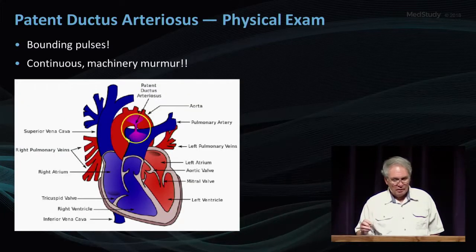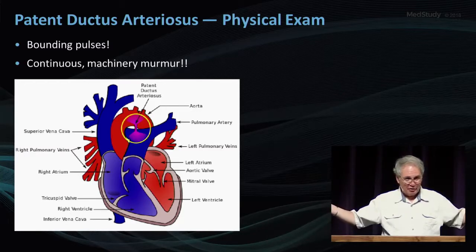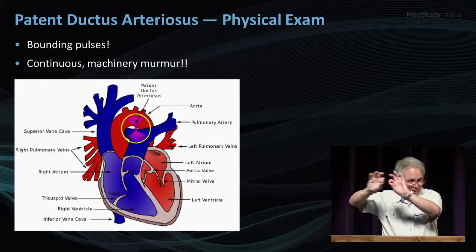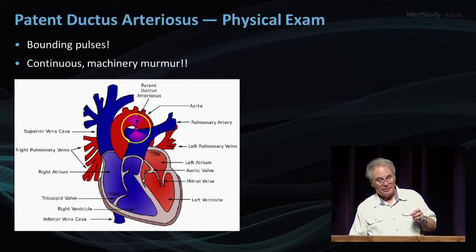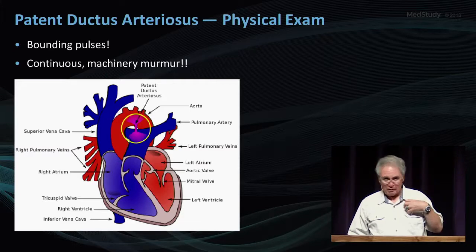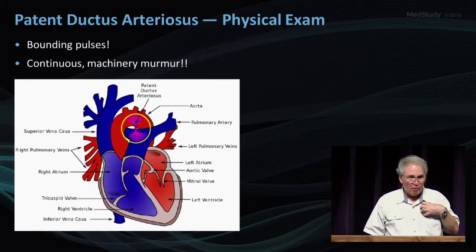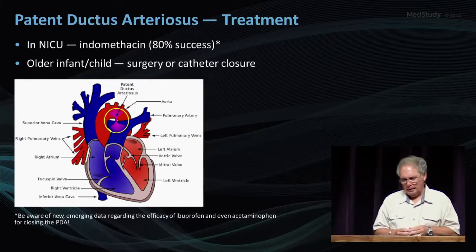Exam is typical. The pulses are extremely easy to feel. They're bounding, okay, because the left ventricle shoots out enough blood into the aorta, knowing that some of that blood's going to leak back into the pulmonary circuit. And you hear the famous continuous machinery murmur over the pulmonary artery because blood is continually gushing into the pulmonary artery from the aorta. Okay, what do you do about it?